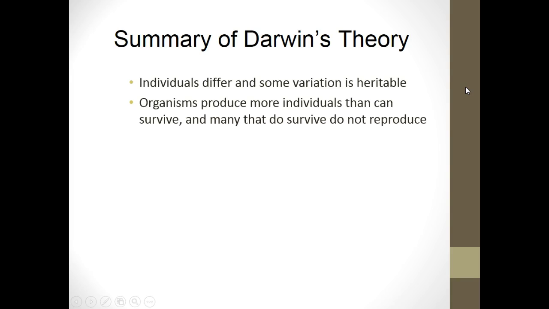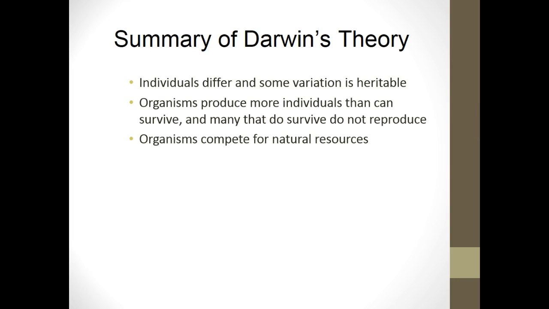Organisms produce more individuals than can survive. Many of those that do survive do not reproduce. We call that survival of the fittest. Remember, natural selection places pressure on organisms. That pressure is going to cause organisms to die and cause organisms to rise to the top. Those that rise to the top are going to produce more offspring and thus pass their traits to their offspring, which make the species as a whole more fit.